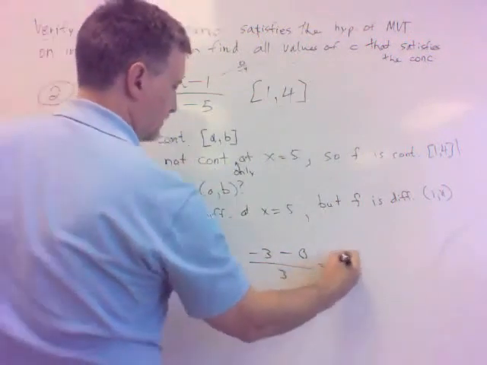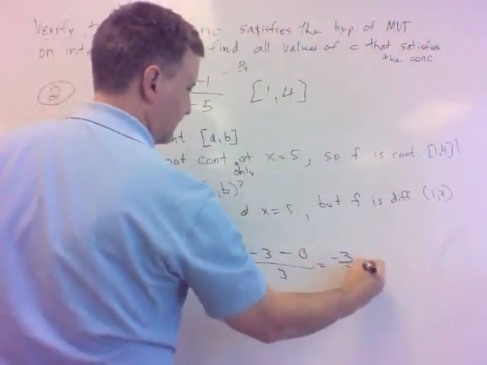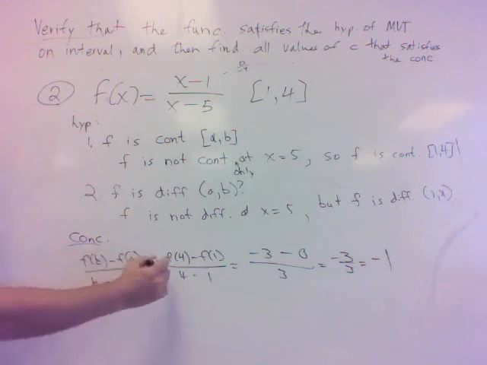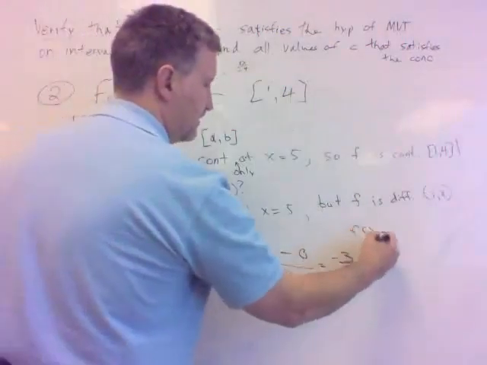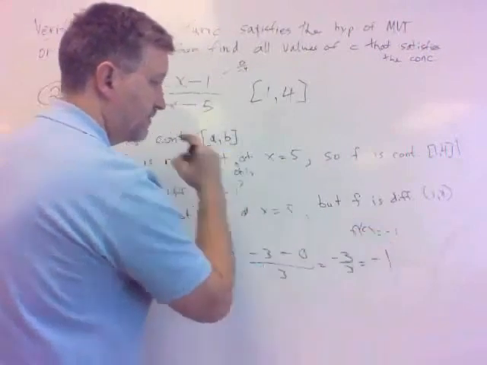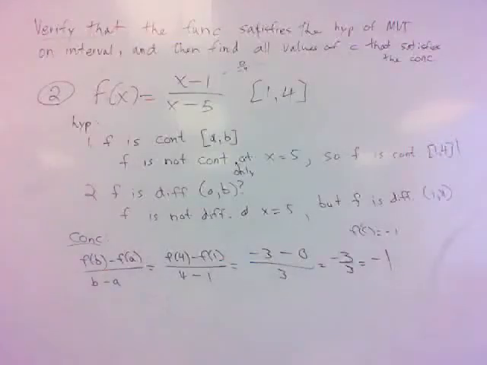And then over 3. So it'll be negative. Hey, that's really good. We chose wisely there. So the f of b minus f of a over b minus a stuff is negative 1. All right, well, okay. What do we do with that? Well, the conclusion says there's an f prime of c equal to this. So I need to set the derivative equal to negative 1 then, don't I?